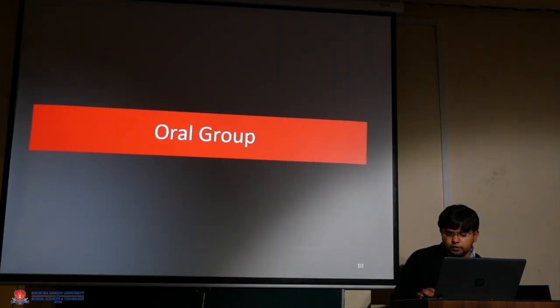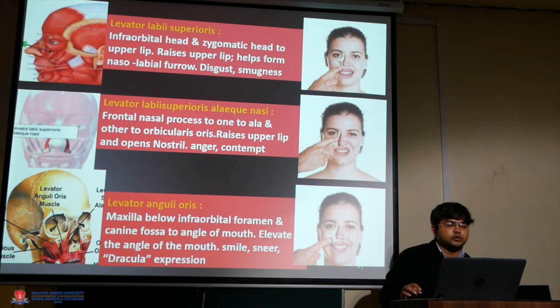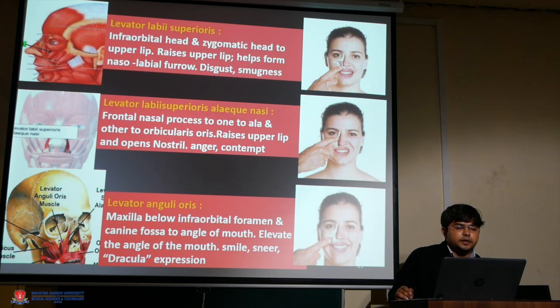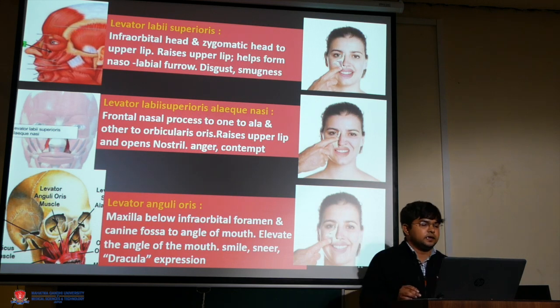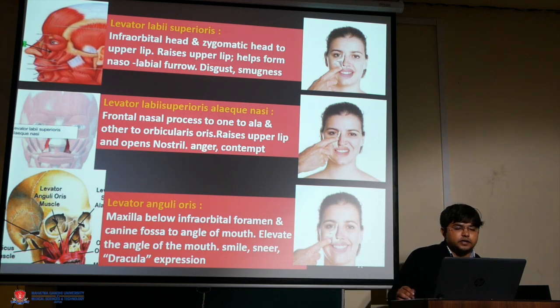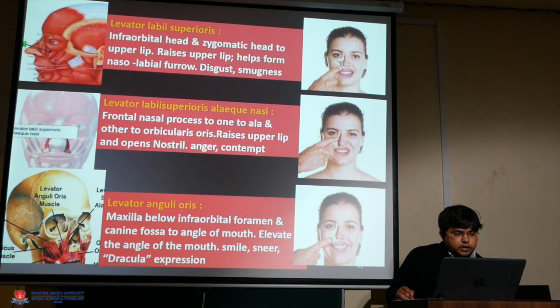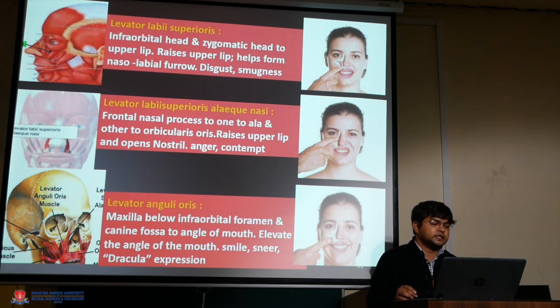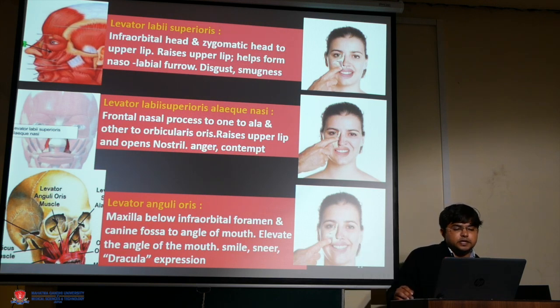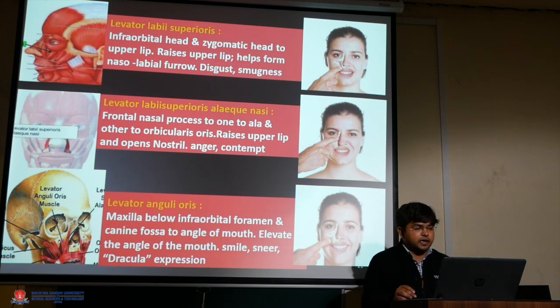The oral group of muscles includes levator labii superioris. This muscle originates from the infraorbital head and zygomatic head to the upper lip. The action of this muscle is to raise the upper lip and help form the nasolabial furrow, in disgust and smugness. The second muscle is levator labii superioris alaeque nasi. This muscle originates from the frontal process of the maxilla to the ala and the orbicularis oris muscle. The action of this muscle is to raise the upper lip and open the nostrils in anger.